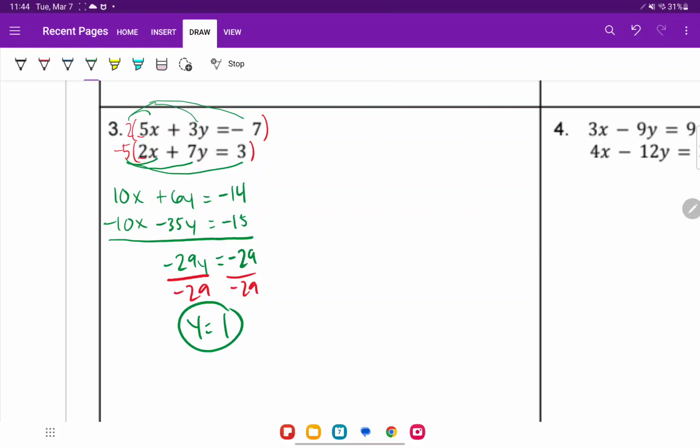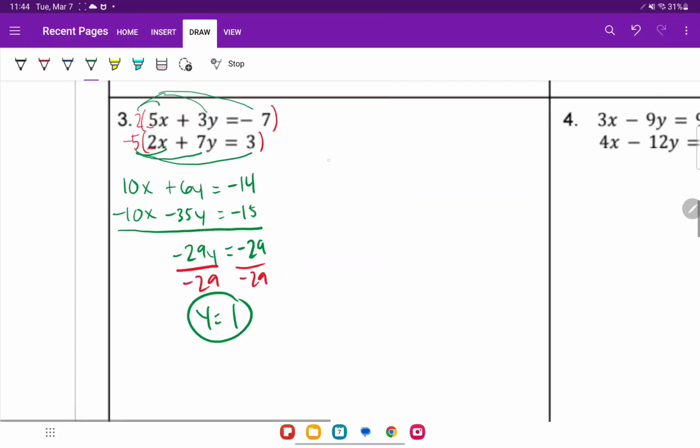We're going to take that and plug it back into the originals. I'm going to pick the first one because that has smaller numbers. So this time I'm going to just write it in there. 5x plus 3 times our y, which is 1, equals negative 7. So 3 times 1 is 3.